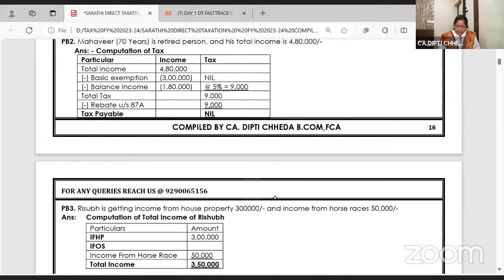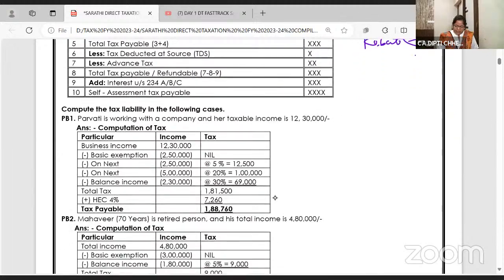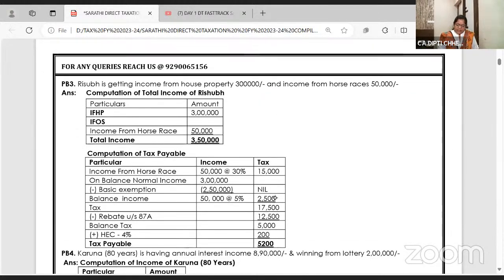Now, let us do the concept of rebate. What is rebate and where is it parked? If the total income is up to 5 lakh, I'm talking about the normal tax regime, then a rebate up to 12,500 is given on the tax. I want to repeat, if your total income is up to 5 lakh, you have to pay tax. Basic exemption is up to 250, then 250 to 5 lakh. But you are getting a rebate of 12,500. How does that work? Let us see in this problem.